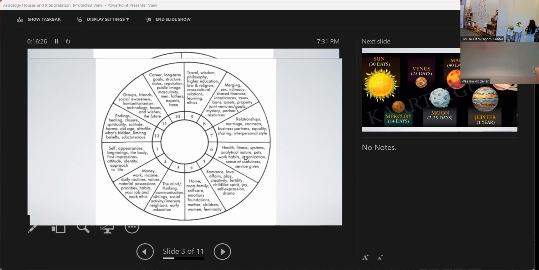Endings. So Pisces, it's about spirituality, solitude, karma, old age, the afterlife, what's hidden, limiting beliefs, the subconscious, and it's about healing. Now, again, here I want to highlight something about Pisces. Pisces in this instance is kind of the end of a person's life, right?